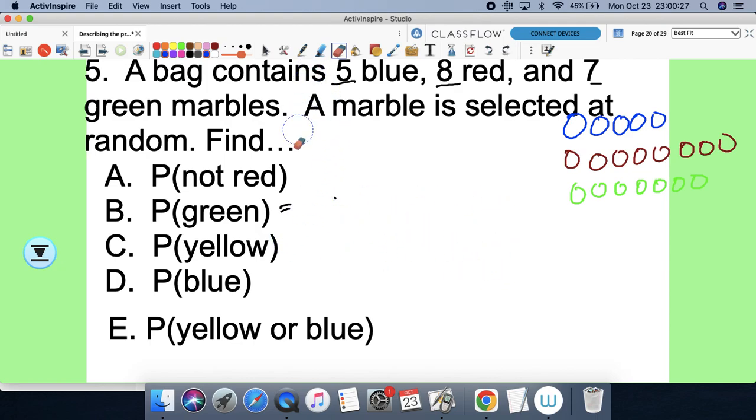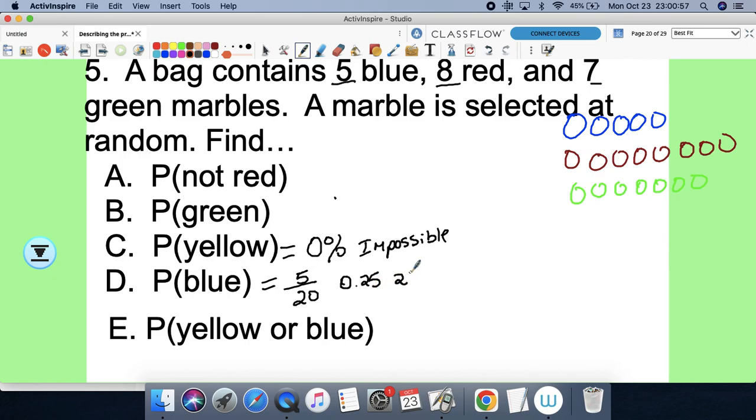Third one, P of yellow. What's the probability of getting a yellow? Well, you're going to look here. There is no yellow. So that is 0%, which is impossible. Okay. Probability of blue, well, 1, 2, 3, 4, 5. There's a total of 20, so 5 over 20, which is, if you divide, 0.25 or 25%, which is unlikely.